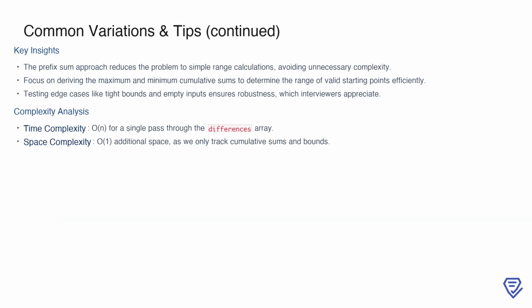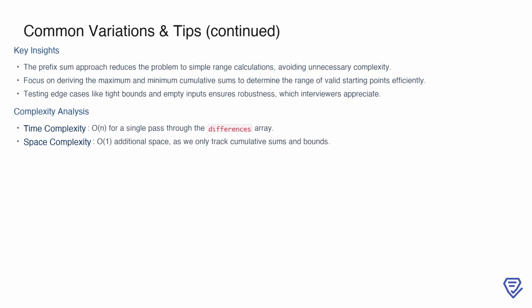To summarize, the prefix sum approach is the most efficient and elegant way to solve this problem. By reducing the task to simple range calculations, it avoids unnecessary complexity and ensures that all constraints are satisfied. The key is to derive the maximum and minimum cumulative sums, which help determine the range of valid starting points. Testing edge cases, such as tight bounds or empty inputs, ensures your solution is robust and reliable, which interviewers will appreciate.